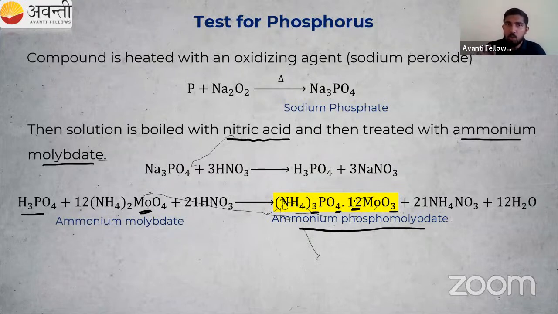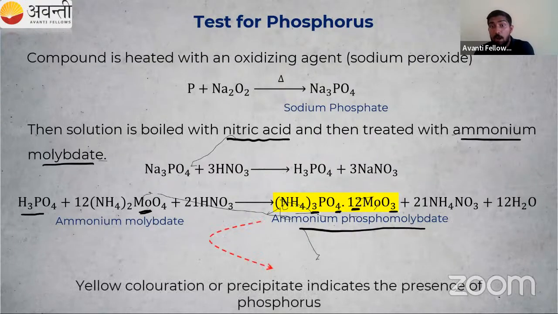So first step, what is it? We have an organic compound treated with sodium peroxide. Sodium phosphate is formed. Sodium phosphate plus nitric acid gives H3PO4 plus NaNO3. Then I'm taking H3PO4 and treating that with ammonium molybdate. Then our final product is ammonium phosphomolybdate. What is the color of ammonium phosphomolybdate? That is yellow color. So yellow color precipitate is formed. It indicates the presence of phosphorus. So this is the test for our phosphorus.